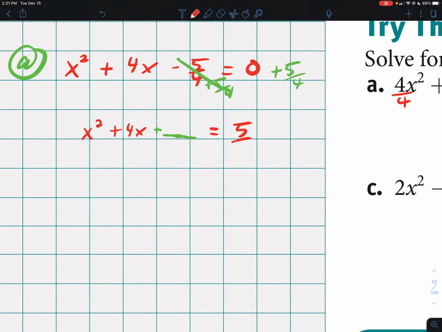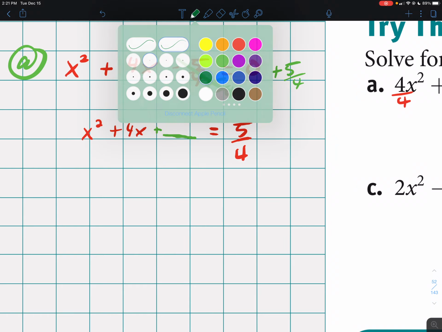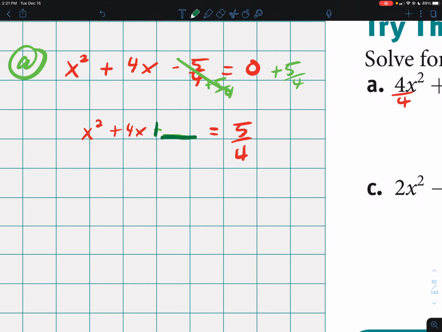I end up with 5/4. So the number that goes in this blank, whatever I add to one side, I have to add to the other, right? So the number that goes in a blank will also be added to the other side. Now follow this carefully. To figure out what goes in the blank, 2 times what gave us 4? Well, that number was 2. And to figure out what goes in the blank, I'm going to square the 2, and that's going to be 4. What I add to one side, I have to add to the other.